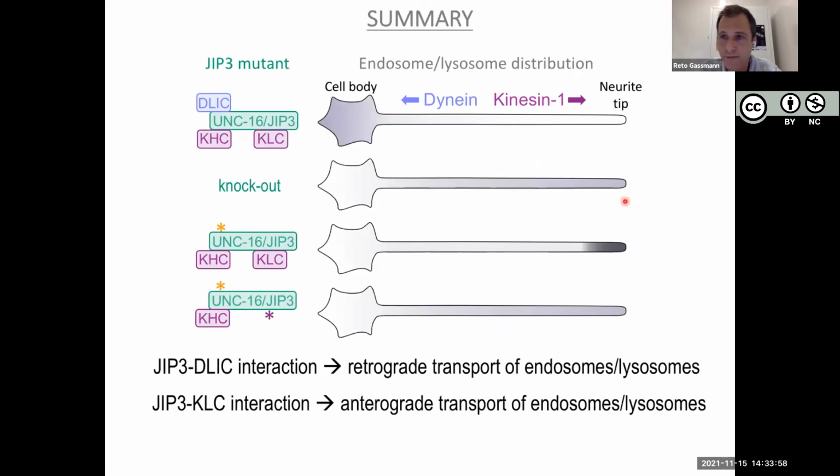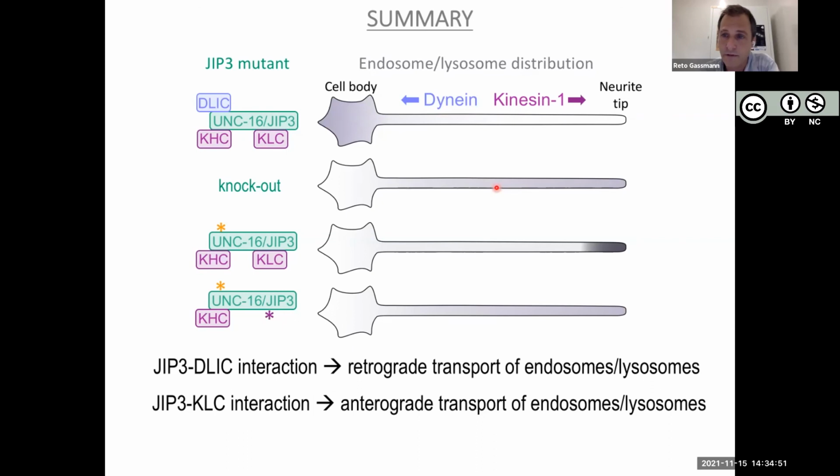So let me summarize the effects we saw with our CHIP3 mutants. In the wild type case, CHIP3 or UNC-16 binds dynein light intermediate chain, kinesin heavy chain, and kinesin light chain. And in this case, when we look at endosomes and lysosomes, most of the signal is concentrated in the cell body. When we knock out CHIP3, we see a shift of the signal into the neurite. This is exacerbated when we just displace dynein light intermediate chain from CHIP3. In this case, the signal concentrates at the neurite's tip. And we can rescue this tip accumulation by additionally mutating the binding site for kinesin light chain. So in this case, the distribution again resembles that of the knockout.